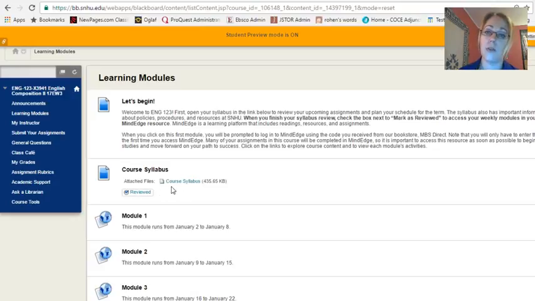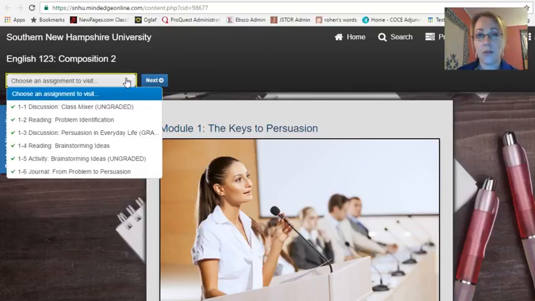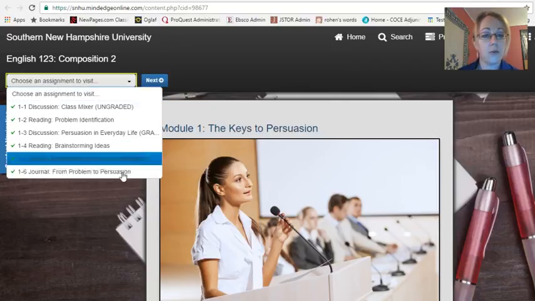So make sure that you've read it and then click review, and these pages will open up for you. Then click on the module that you would like to access, and it's going to open it up in a new window for you. And this is kind of what our MindEdge environment looks like. Over here on the left, we do have a drop-down menu so that you can pick and choose which chapter you would like to go to.